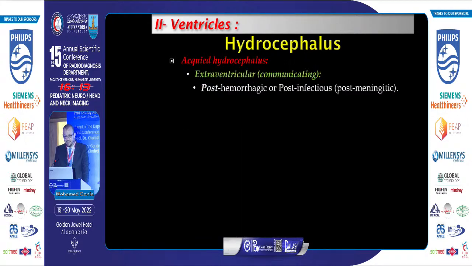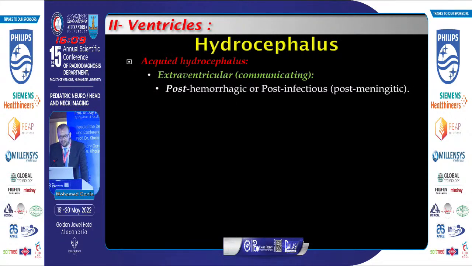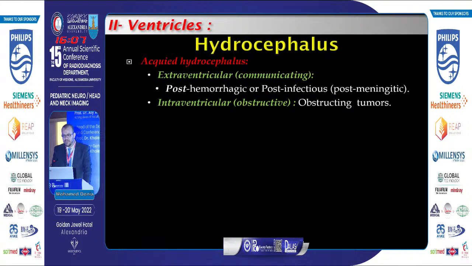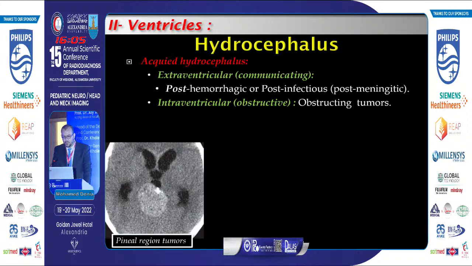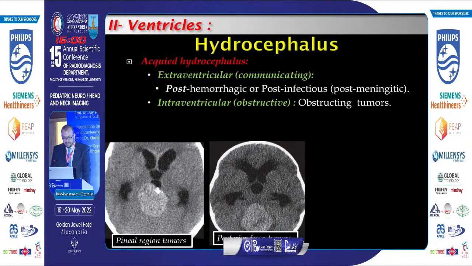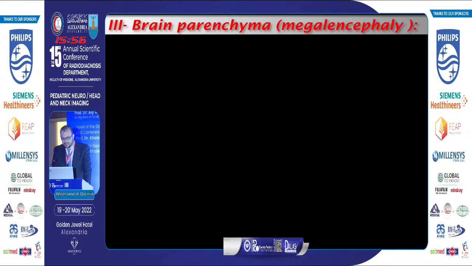While acquired hydrocephalus may be extraventricular or communicating, post-infectious or post-hemorrhagic, or obstructed due to obstructing tumors, such as pineal region tumors or posterior fossa tumors. Third is increased CSF production due to choroid plexus tumors.